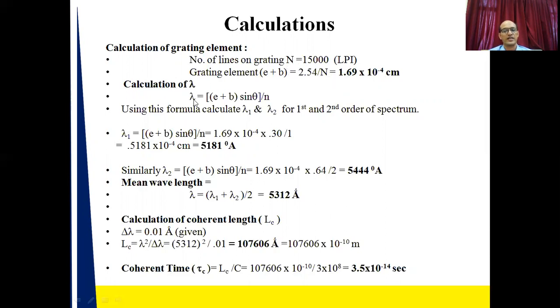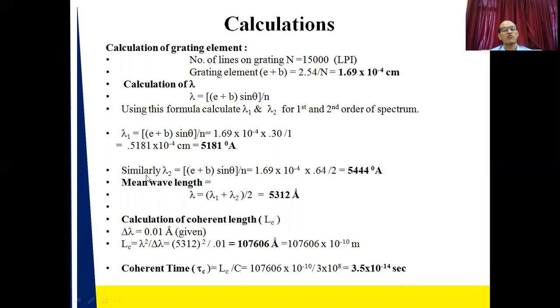Calculation of wavelength. Lambda equals E plus B sine theta upon n. Using this formula, we will find out lambda 1 and lambda 2 for the first and second order of spectrum. Now we'll find out lambda 1, E plus B sine theta upon n. We will put the values. E plus B equals 1.69 into 10 to the power minus 4, into sine theta for the first order is 0.30, upon the value of n which will be 1. And therefore lambda 1 will become 0.5181 into 10 to the power minus 4 centimeter, equals 5181 angstrom.